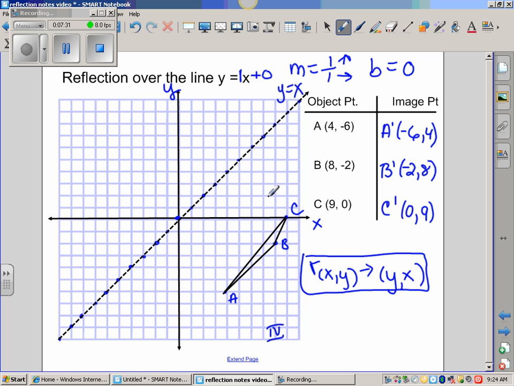You cannot count from here to here. It's not going to work. Okay, that's only for vertical and horizontal lines. Diagonal lines, you have to know your rule. And now it's really easy, but be careful when you're graphing.